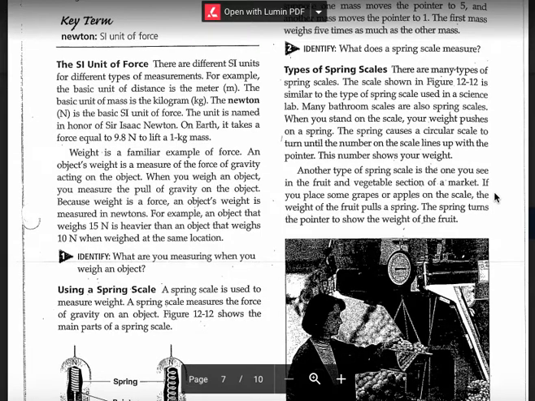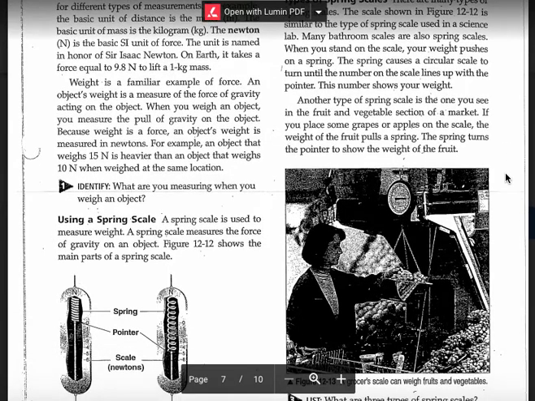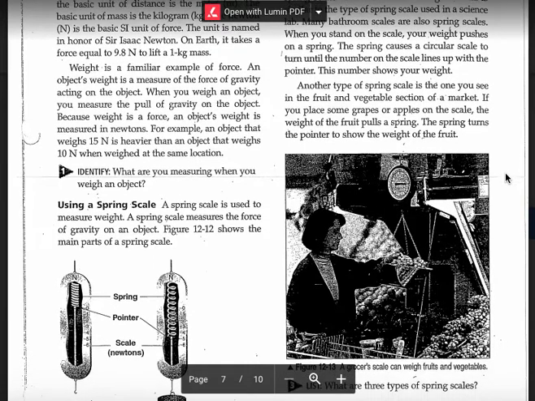Types of spring scales. There are many types of spring scales. The scale shown in figure 12 is similar to the type of spring scale used in a science lab. Many bathroom scales are also spring scales. When you stand on the scale, your weight pushes on a spring. The spring causes a circular scale to turn until the number on the scale lines up with the pointer. This number shows your weight. Another type of spring scale is the one you see in the fruit and vegetable section of a market. If you place some grapes or apples in the scale, the weight of the fruit pulls a spring. The spring turns the pointer to show the weight of the fruit.